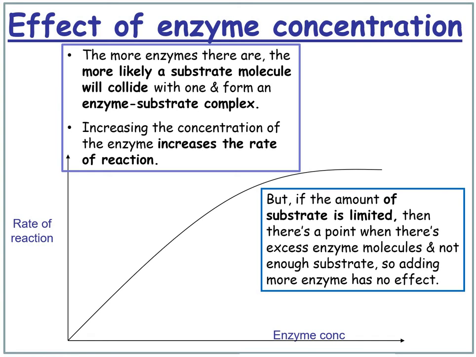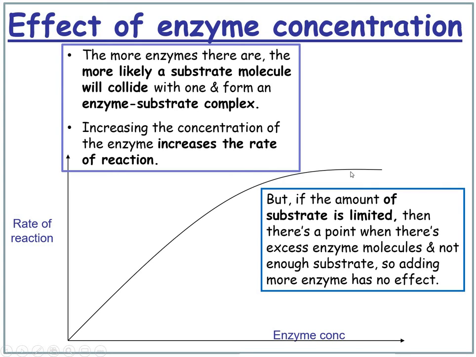Okay, so now we'll look at the effect of enzyme concentration. To describe it, first of all, you'd say as enzyme concentration increases, the rate of reaction increases up until a certain point where adding more enzyme has no additional effect on the rate of reaction. And now to explain it, the more enzymes there are, the more likely a substrate molecule will collide with one and form an enzyme-substrate complex. Increasing the concentration of enzyme increases the rate of reaction.